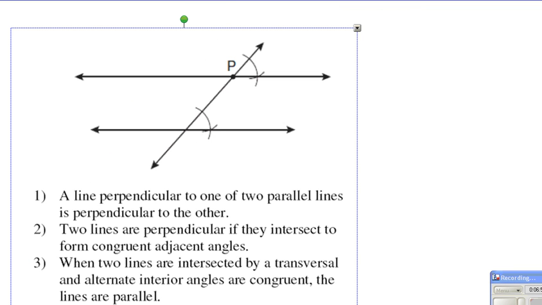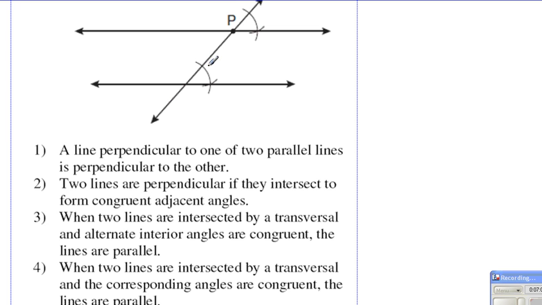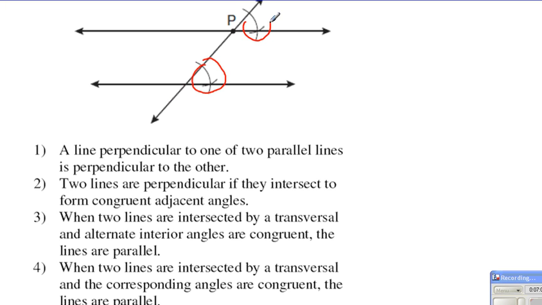All right, let's move on. Here we have a picture. You see, what's actually happening here is that this angle has been copied onto this angle.